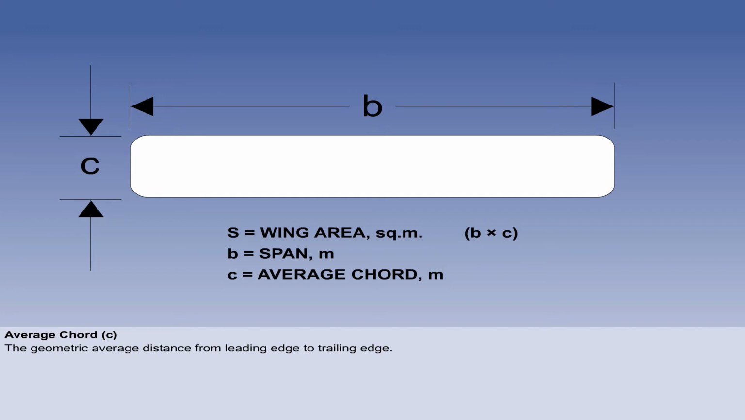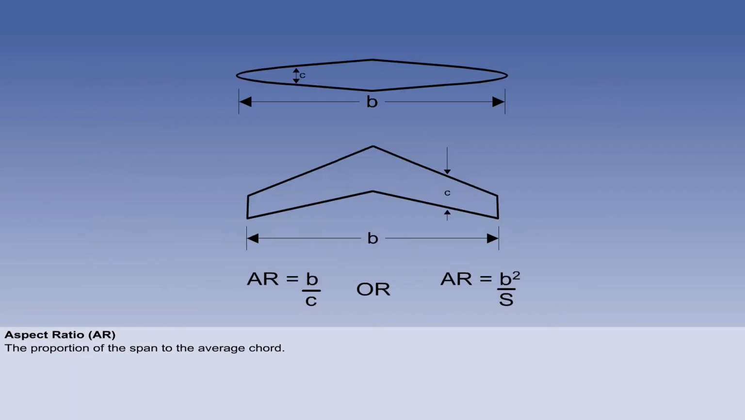The chord is the distance from leading edge to trailing edge, and the average chord, lowercase c, is the geometric average. The product of the span and average chord is the wing area. The aspect ratio, or AR, is the proportion of the span and the average chord. That is, b over c.